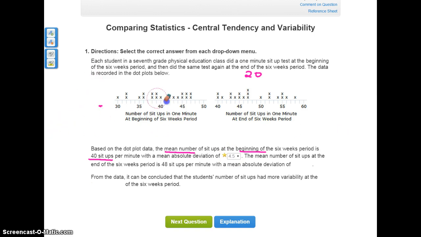The next one, again, has a total number of 20, but I have to go back through my word problem and see what is the mean. Well, I look at that next sentence. The mean number of sit-ups at the end of the 6-week period was 48 sit-ups per minute. So my mean over here is 48, and I'm calculating how far they are from 48. So I go back and I find 48. So 50, 49, 48 is right in here.